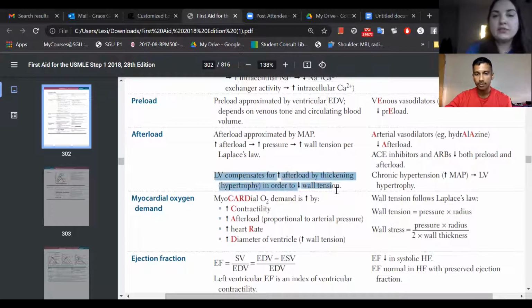The way that shows is by this sentence here, which you can read for me. Left ventricle compensates for increased afterload by thickening, hypertrophy, in order to decrease wall tension. Right. So if we're constantly tensed and constantly being worked more, we'll just get bigger, and then it won't be so hard. Why would that be a problem? Why aren't we like, yay, awesome, you have a super muscular heart, like when people are working out at the gym? Because then it won't be able to hold as much volume. Exactly, and that's going to affect our preload.